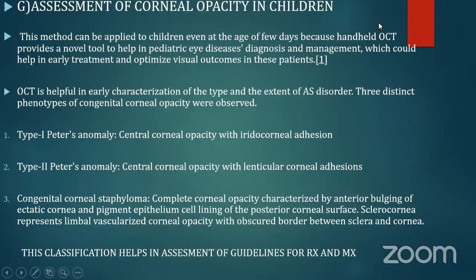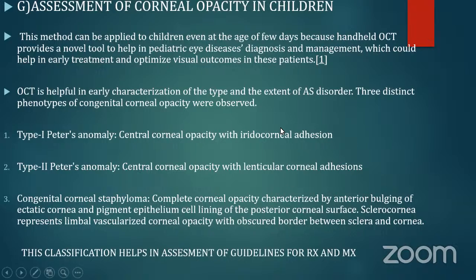So, in assessment of corneal opacities in children. As we know, children are very uncooperative for slit lamp examination. So if a child comes with a corneal opacity, we can use a handheld OCT and just do a classification of the corneal opacity which the child has. So there are three types of opacities which we can see.